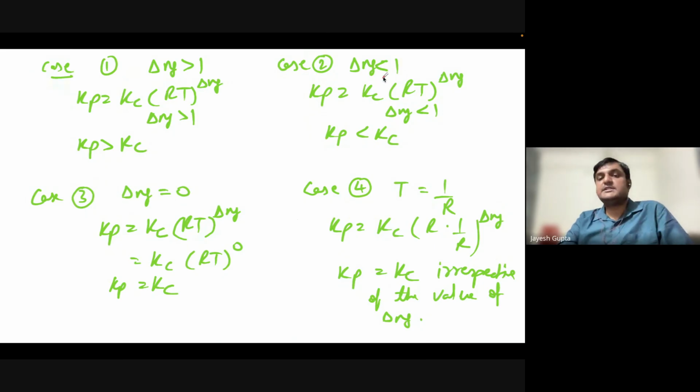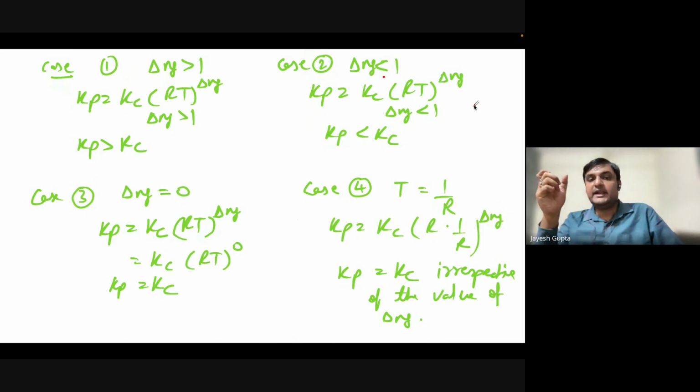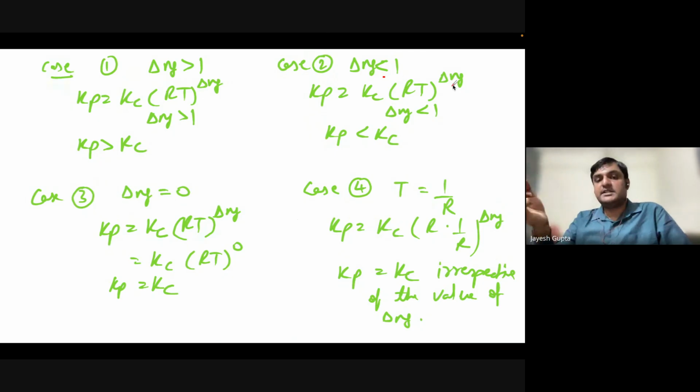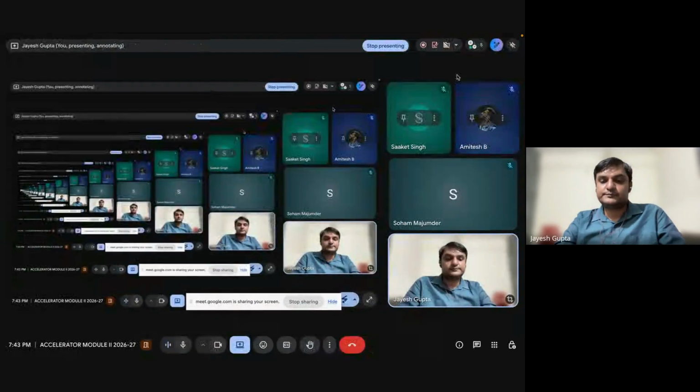Okay, so delta Ng is less than 1. So when you write Kp equal to Kc RT to the power delta Ng, when your power is less than 1, that will be like decreasing the value to which it is multiplied. So Kc into RT to the power delta Ng is less than 1. So after multiplication by RT to the power delta Ng, your Kp will be lesser than Kc. So this is case 2.